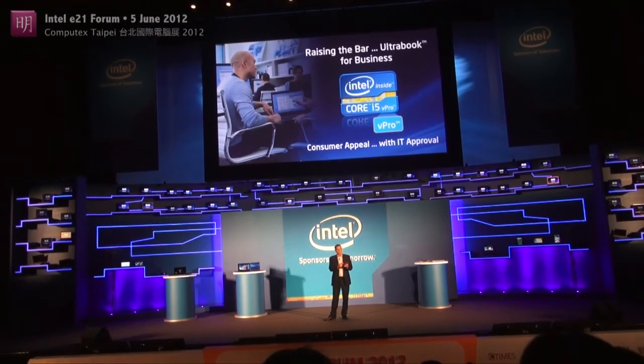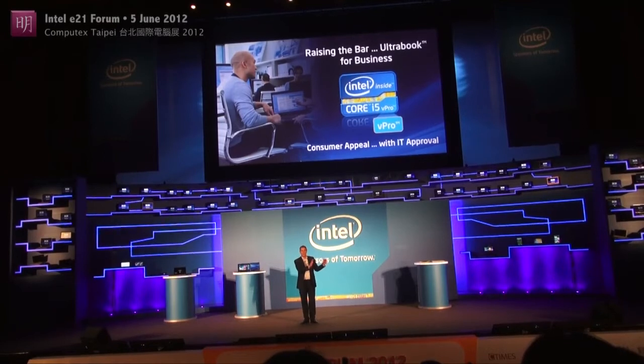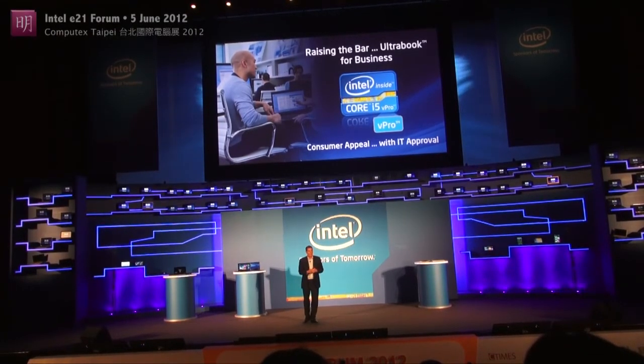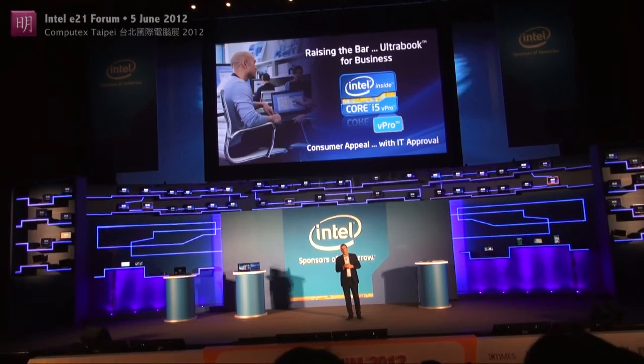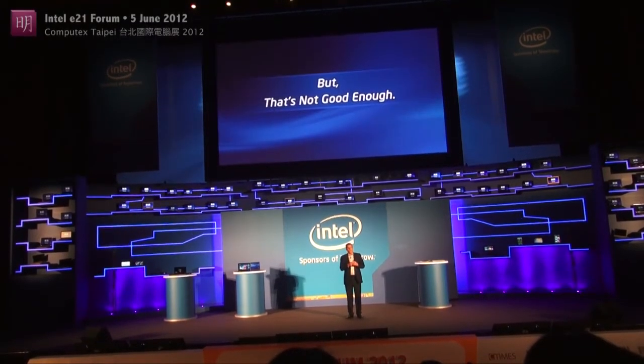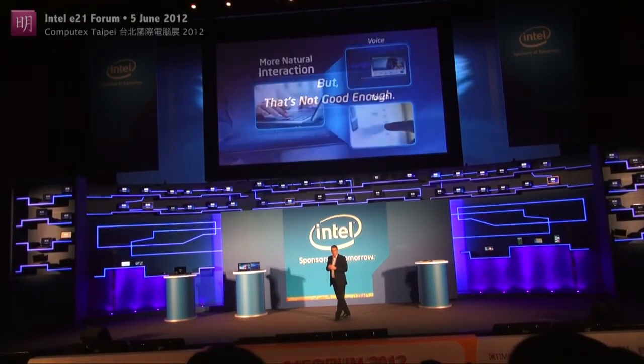So now you've got conflicting priorities between a CEO that wants to support his employee base, but also understands that the CIO wants to support security and safety in the enterprise. vPro bridges that with consumer appeal and IT approval. So now everyone wins. But you know what? That's not good enough either. Because you know what? We can raise the bar even higher.